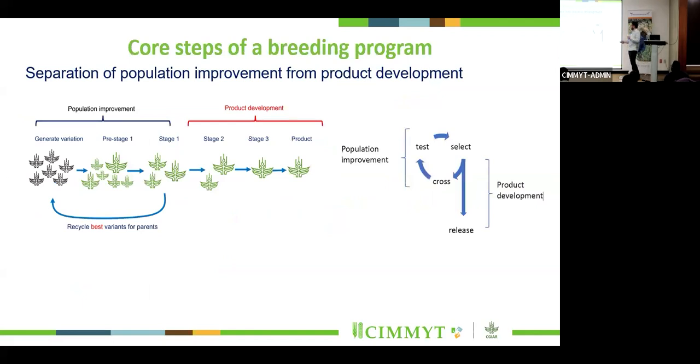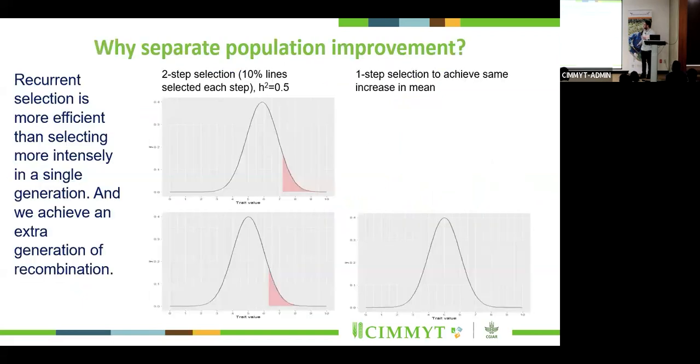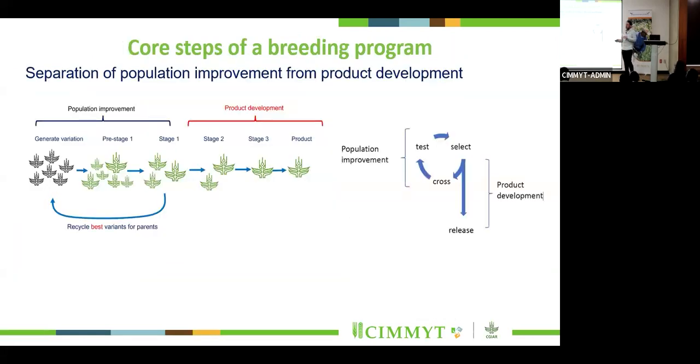So now we have, from this viewpoint, a population improvement cycle and product development. This is another way of showing it. We've got a turning wheel, cross-test select, and releasing products, either every year, every 2 years, whatever is most appropriate. So, I meant this to be interactive. Why should we separate population improvement from product development? Has anybody got any suggestions of why that might be a good idea?